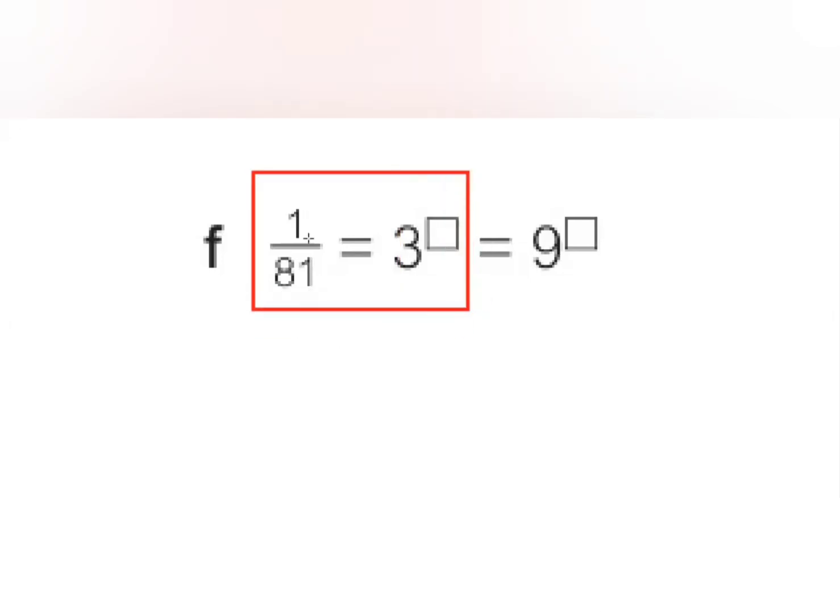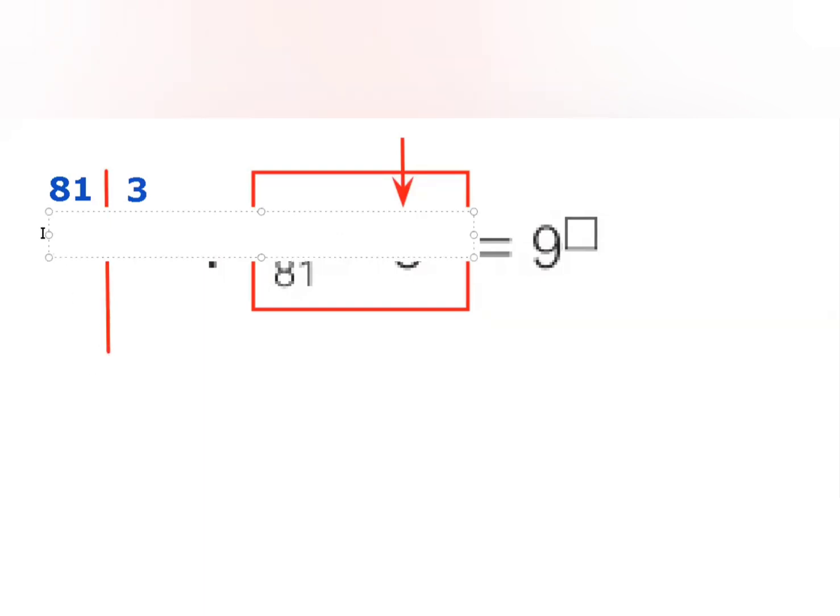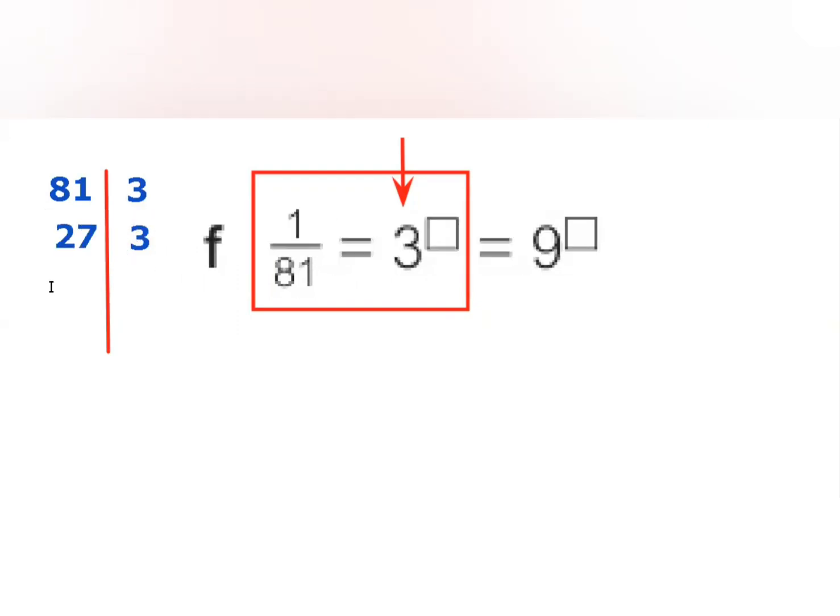Okay? So 1 over 81. The base number is what? The base number is 3. So I have to make the 81 3. How can I make the 81 3? Very good, by dividing. So I'm going to say 81 divide 3. I'm going to do it here. We already did this before, but let's do it again, okay? So 81 divide 3 equals 27. And then 27 divide 3 equals, good job, 9.